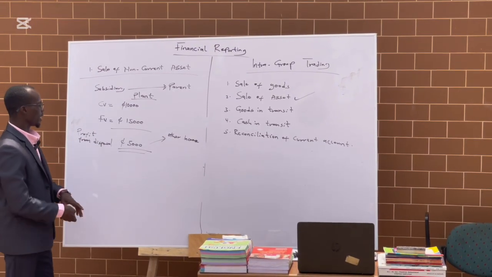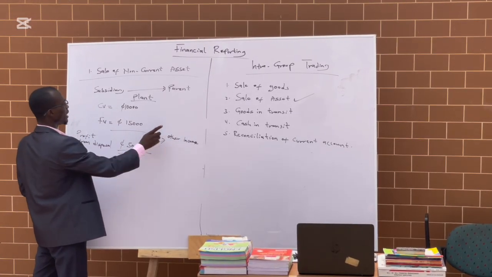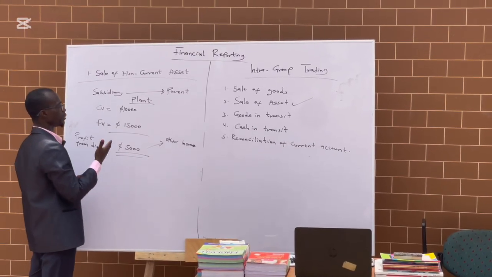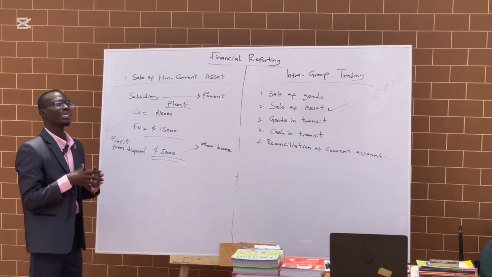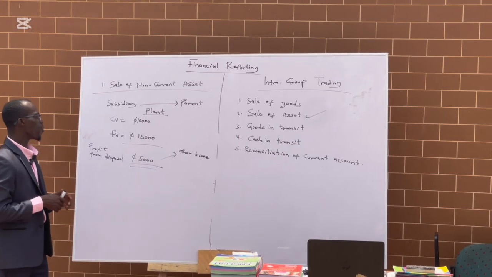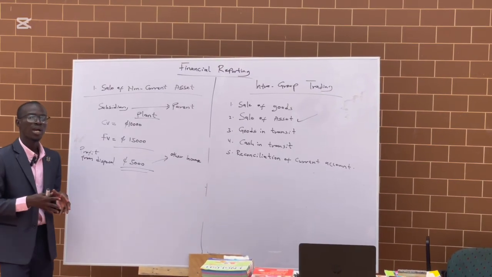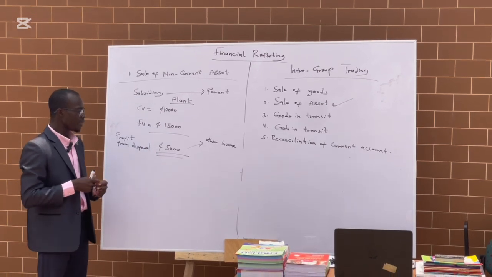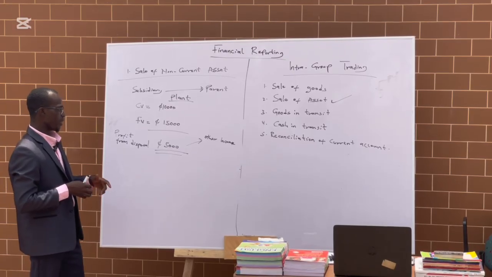Like I said, this 5,000 profit from disposal will be added to other income. So this will be added to the income statement of the subsidiary, because the subsidiary is making the sale of the plant to the parent and is getting this profit. Now we are going to consolidate them, so we have to go and deduct this 5,000 from the profit of the subsidiary. We need to debit the profit of the subsidiary by 5,000.